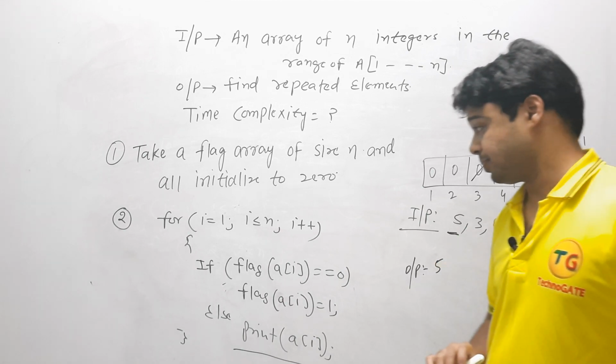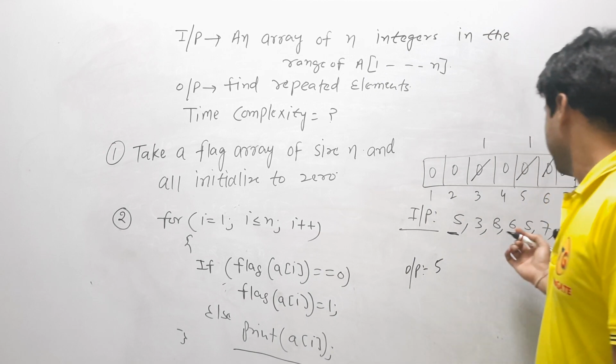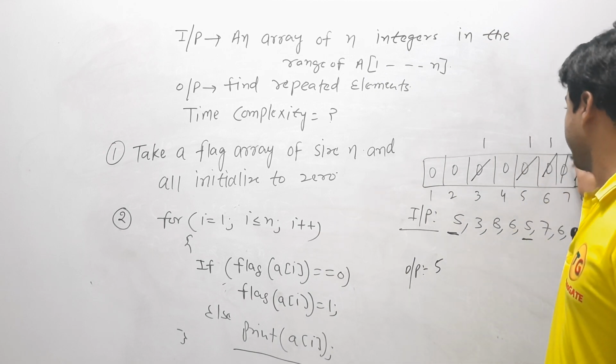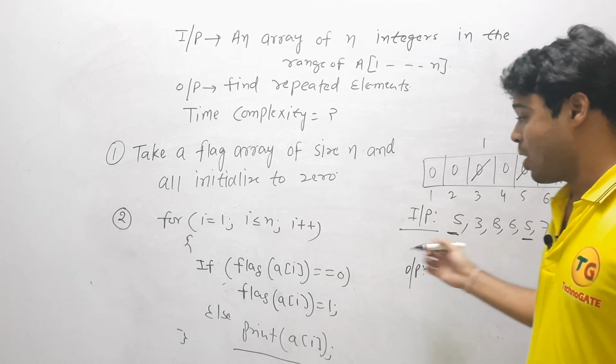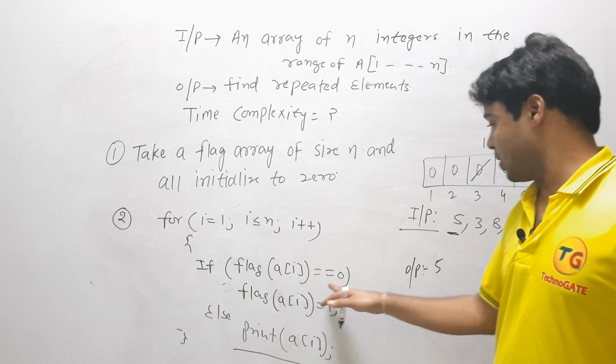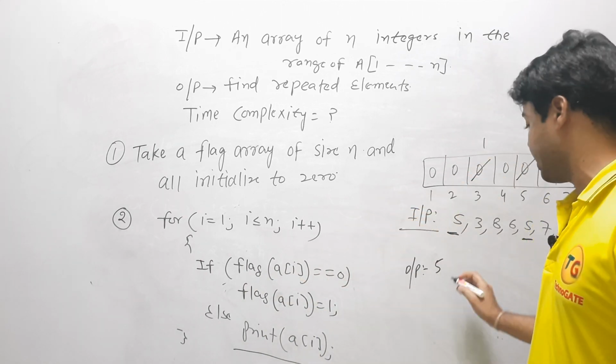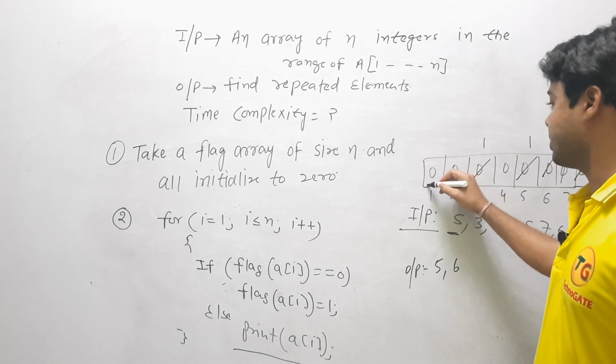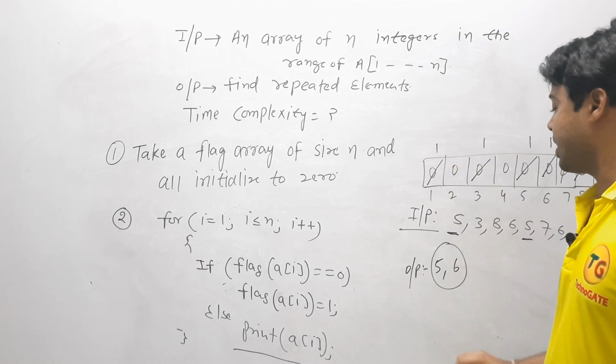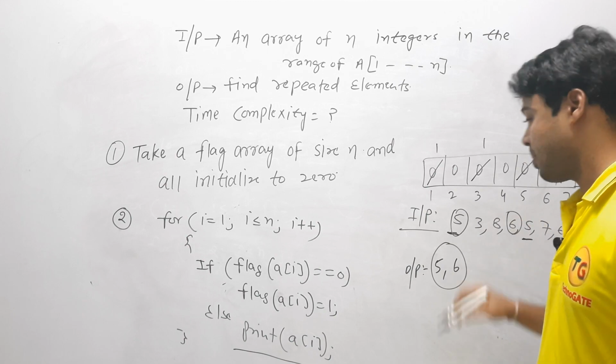After that, 7 comes the first time, so make it 1. Then 6. The flag value of 6 is already 1, which means it appears the second time. Then 1. So what are the repeated elements here? 5 and 6.